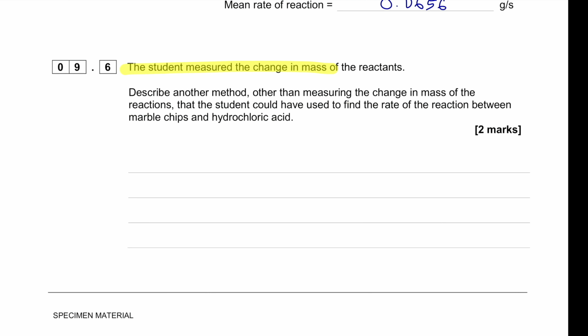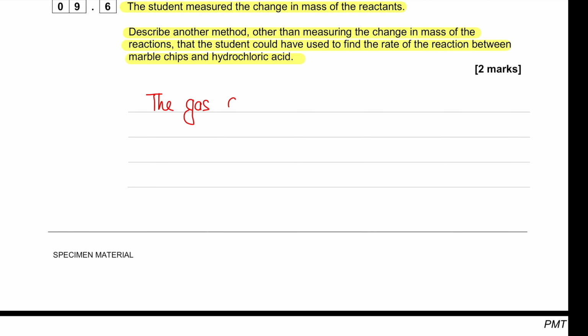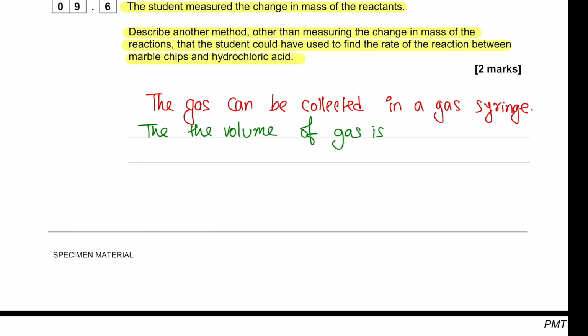The student measured the change in mass of the reactant. Describe another method other than measuring the change in mass that the student could have used to find the rate of reaction between marble chips and hydrochloric acid. Another method is that the gas produced can be collected. The gas is collected in a gas syringe, and then the volume of the gas is measured. That will be equal to the number of moles of gas that is produced.